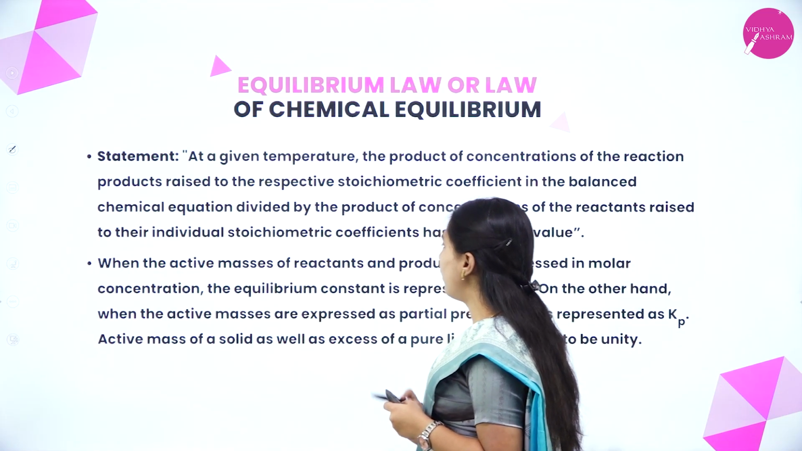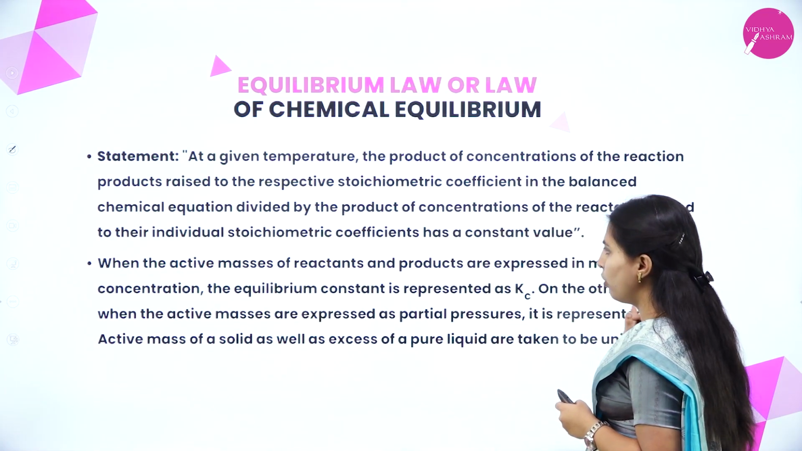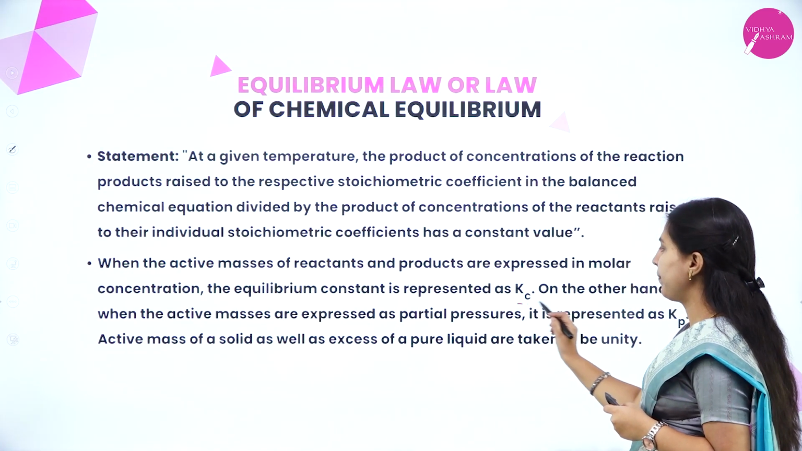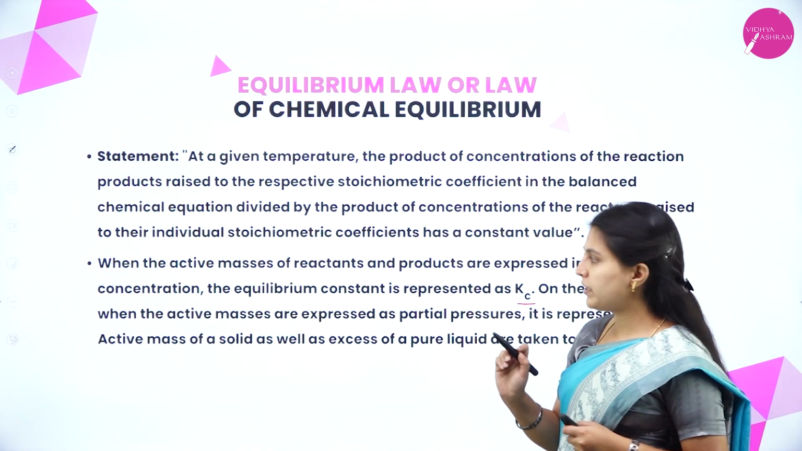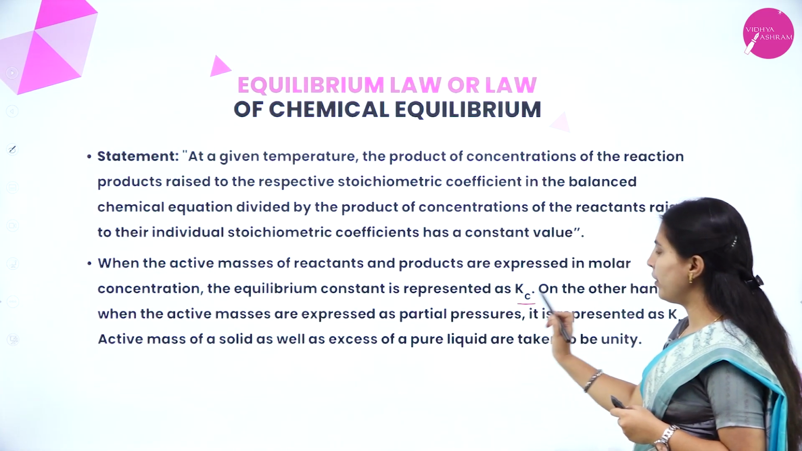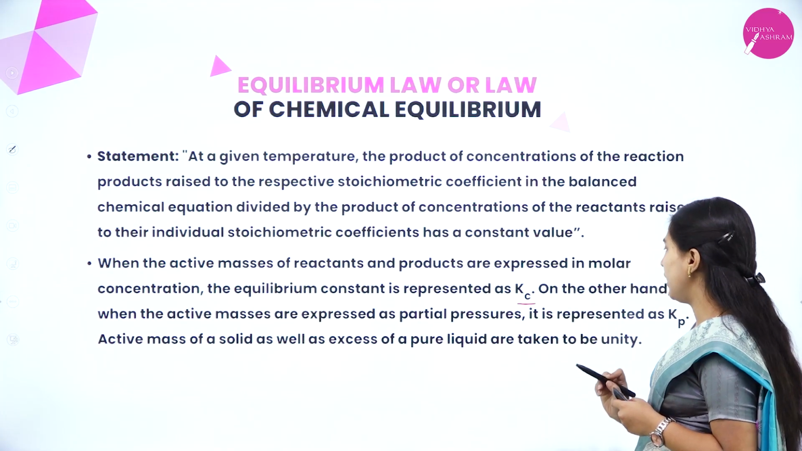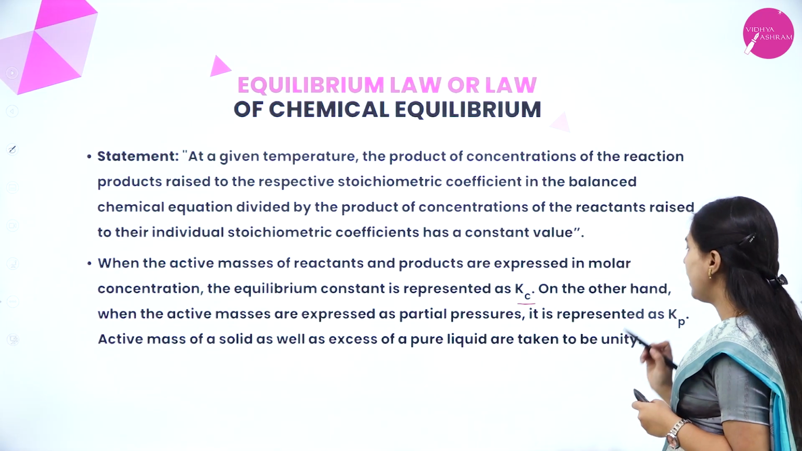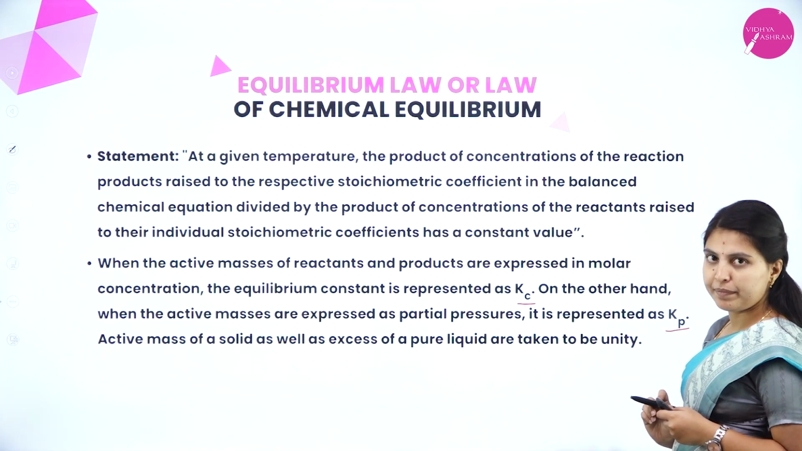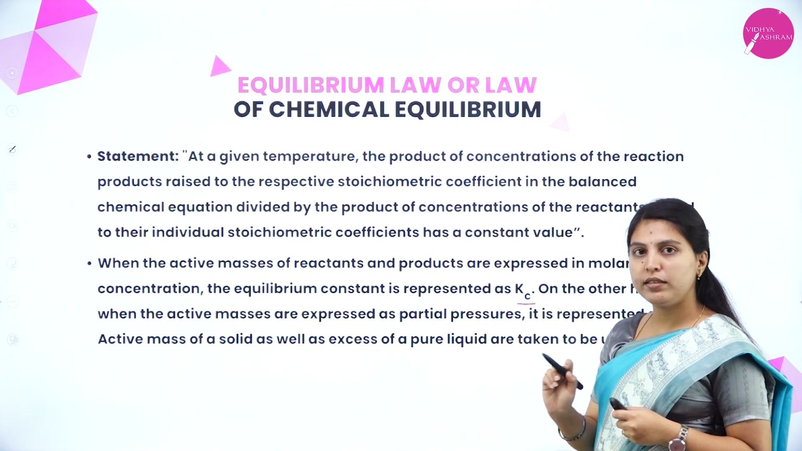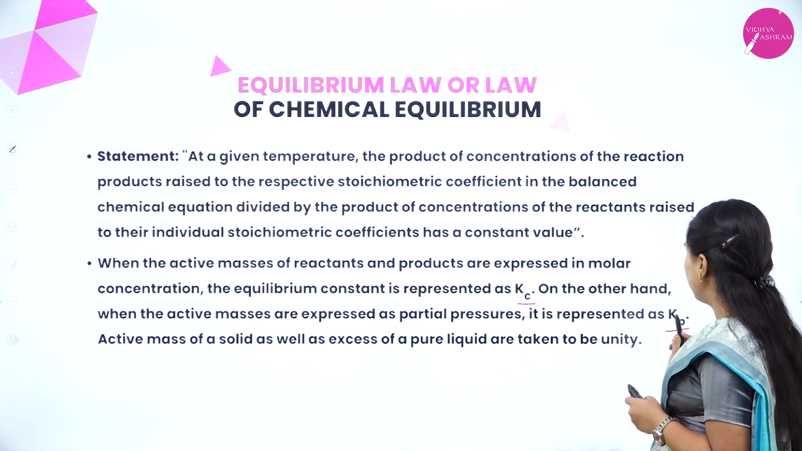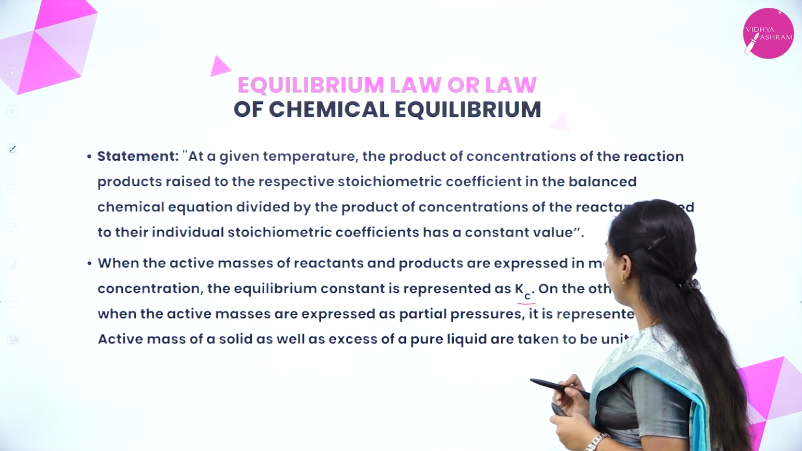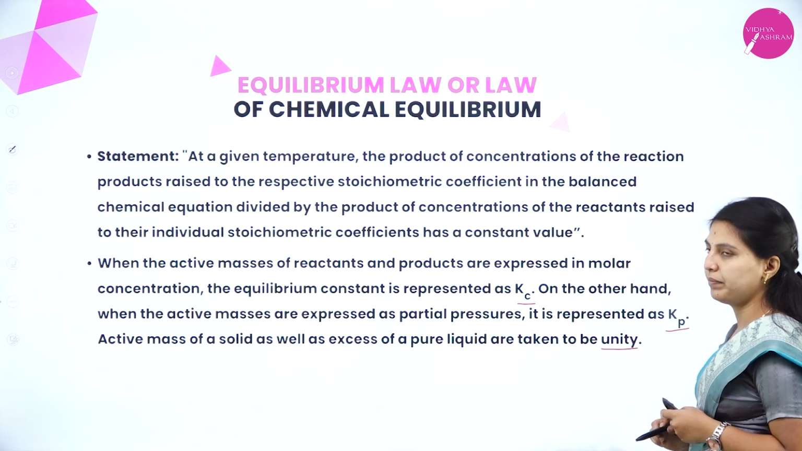When the active masses of reactants and products are expressed in molar concentration, the equilibrium constant is represented as Kc. On the other hand, when the active masses are expressed as partial pressures, it is represented by Kp. Active masses of solids as well as excess of pure liquids are taken to be unity.